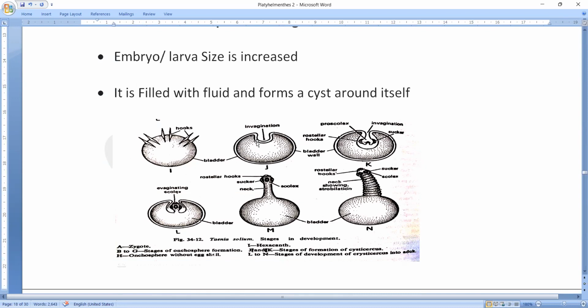In the skeletal muscle of the pig, invagination takes place, so the anterior part moves into the bladder. This stage is generally called bladder wart or cysticercus larva. Here you can see J and K. These are the cysticercus larvae filled with fluid, also known as bladder worm. Now after invagination, the proscolex, that means 4 suckers and rostellum, is formed at the tip of the invaginated part.